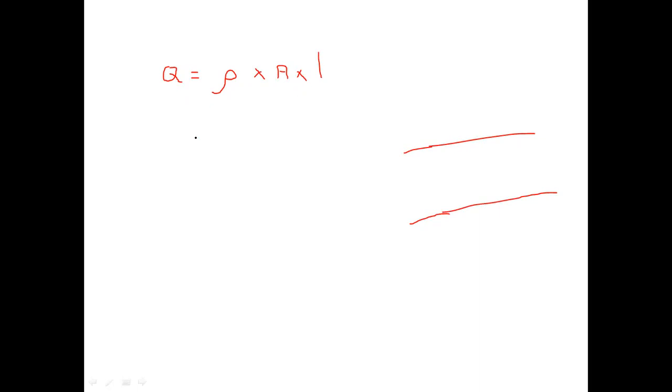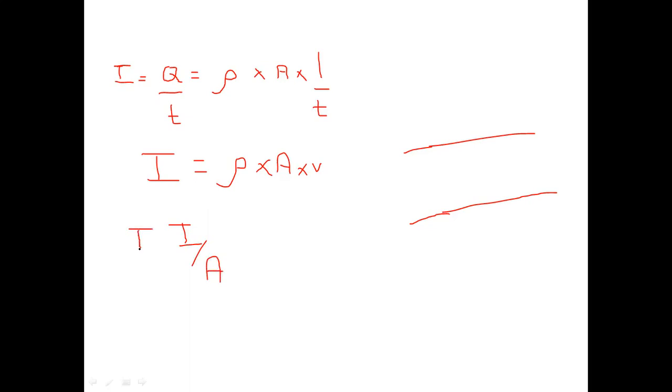Now I divide it by t. On the left hand side I'll have current, because q by t is current. On the right hand side, L by t is nothing but velocity, so rho into A into velocity. Now I can take the A to the left hand side. I by A is nothing but J, the volume current density.